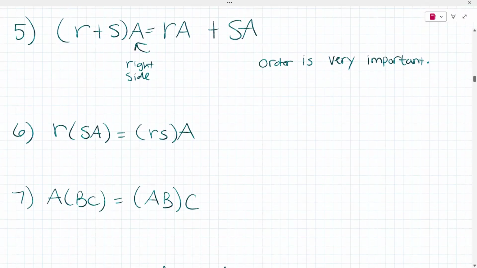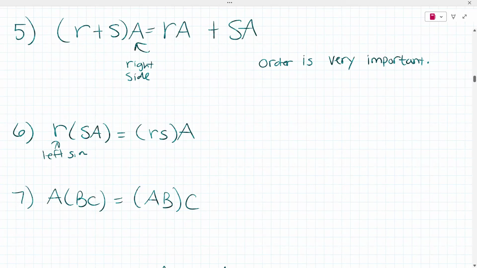Rule 6, we have R times (SA). That can also be expressed as parentheses (RS) times A. Yeah, because look, where is R? R is on the left side. So the R must also be on the left side on the other side, right?